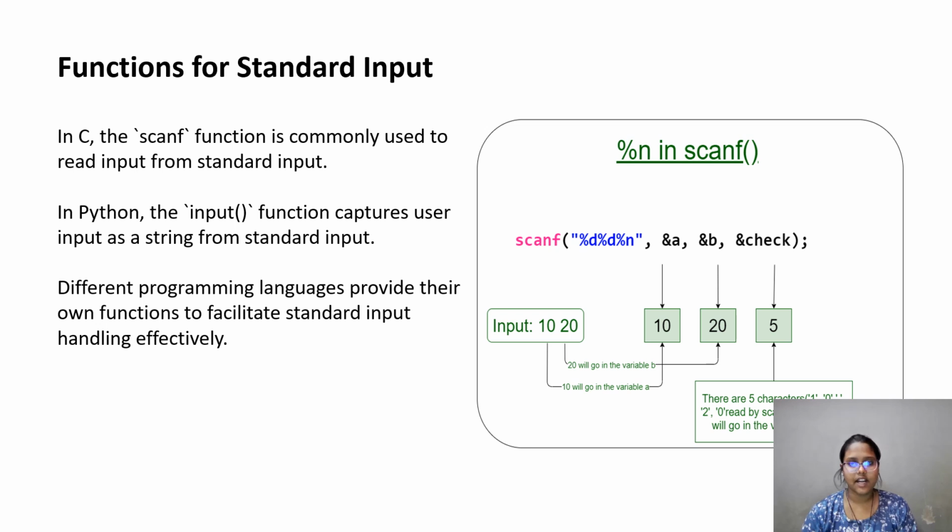Here we can see the standard input in scanf, like %d %d, address of A, address of B, address of check. If you give the input values as 10, 20, B, then 10 will go in the variable A and 20 will go in the variable B. The remaining characters will be read as check, it will be check.